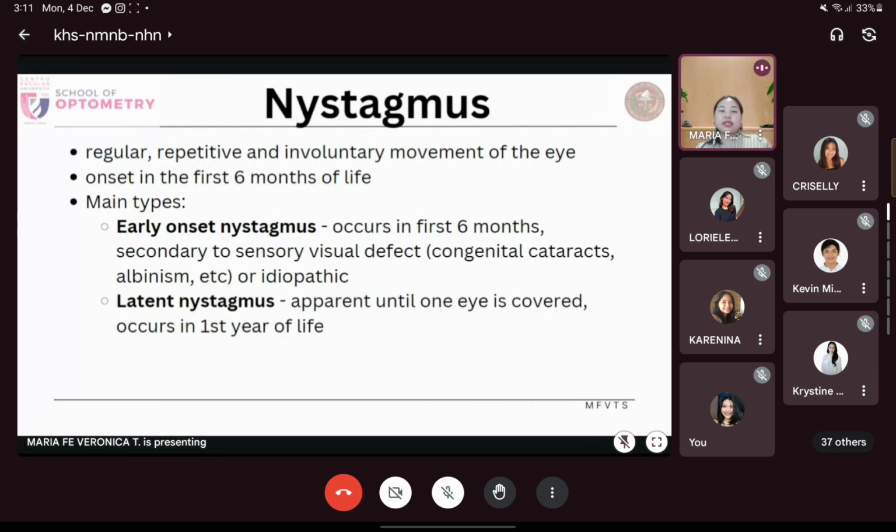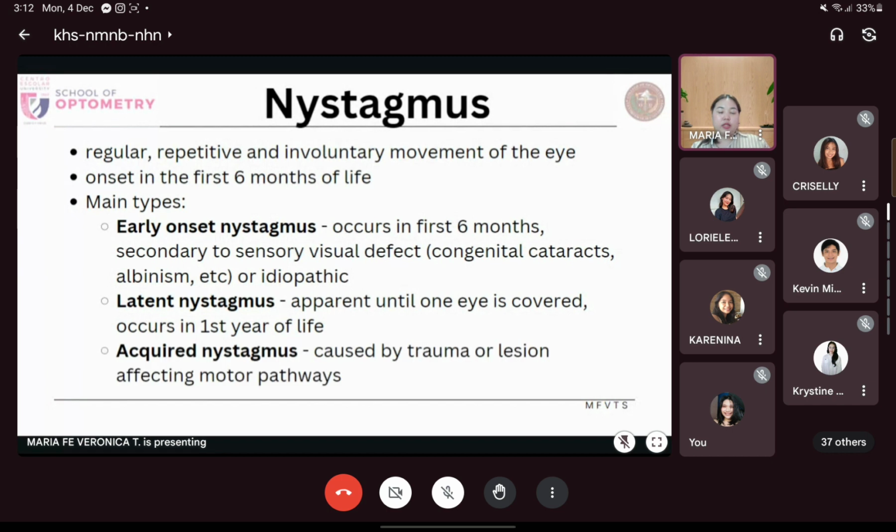Then we have the latent nystagmus. So it is only seen kapag one eye is covered. Then usually it occurs in the first year of life. Then acquired nystagmus naman, this is usually caused by trauma or lesion affecting motor pathways.